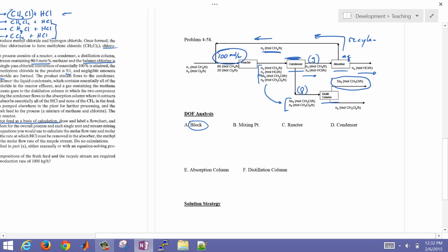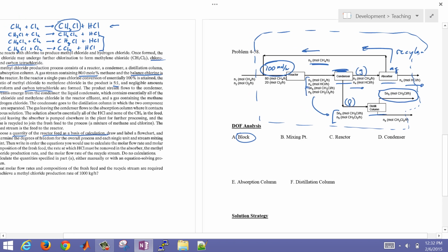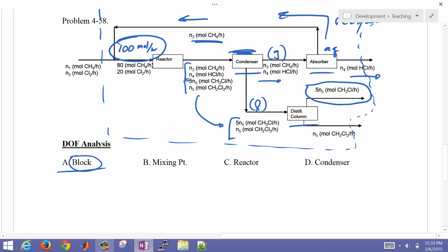Block means we're just going to put a mole balance around the whole system, and anything entering or leaving that entire system we'll analyze. Now, we do the degree of freedom analysis a little differently depending on whether it's reacting or not. If it's reacting, we do an elemental balance, and if it's not reacting, we do a molecule balance instead. So first, let's do this calculation for the block. I'm going to zoom in here.